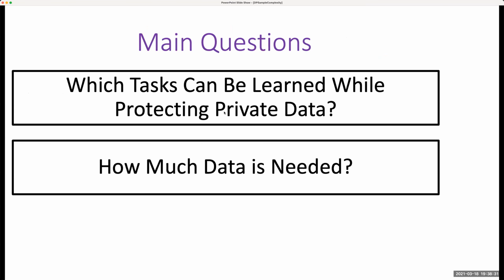So the main questions that we will try to address and to formalize, and some of them even to answer, are which tasks can be learned while protecting private data, and how much data is needed. So it's clear that you only need more data, right? Like if you try to satisfy privacy, you need more data than if you don't care about privacy, but how much more data is needed?